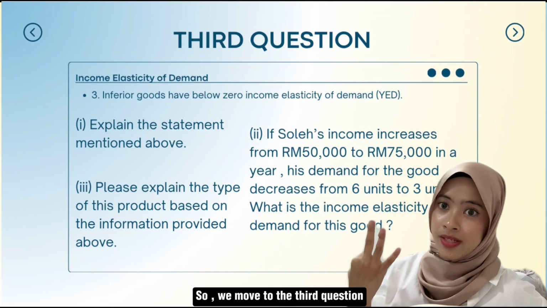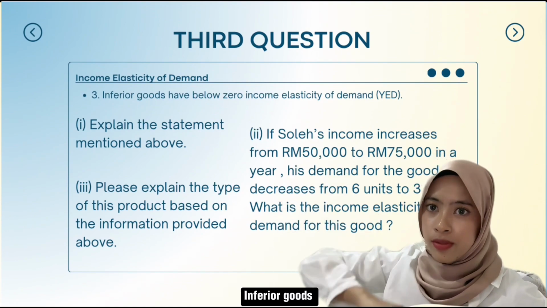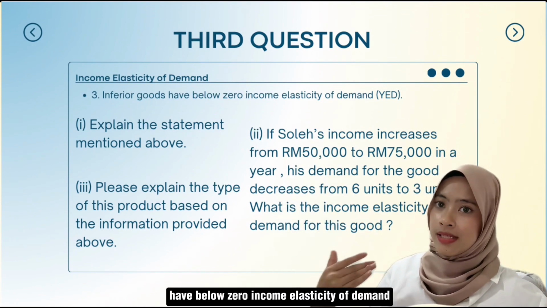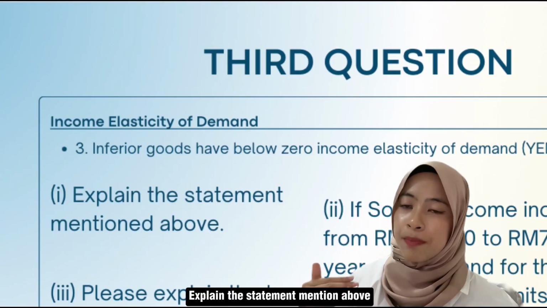So we move to the third question. The question is, inferior goods have below zero income elasticity of demand. So the first question is, explain the statement mentioned above.